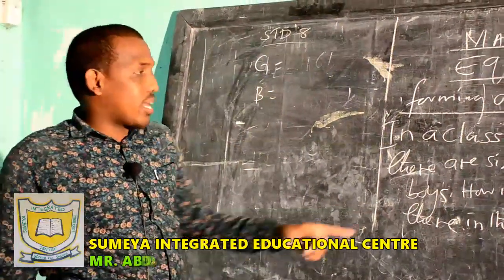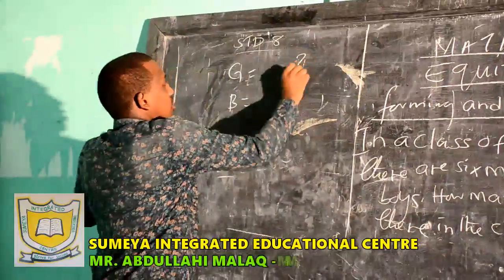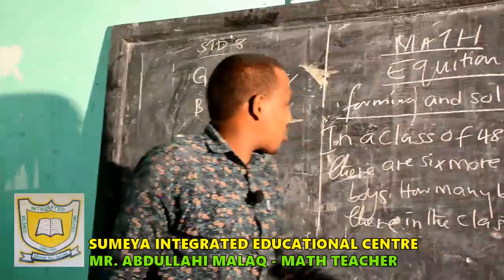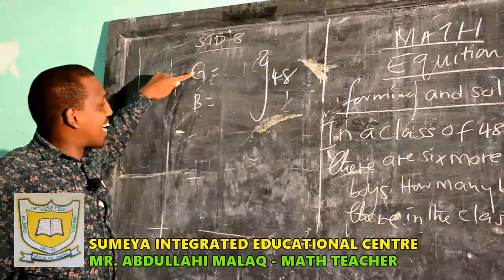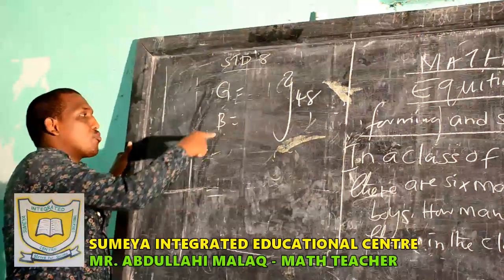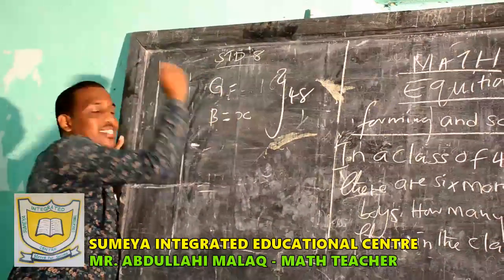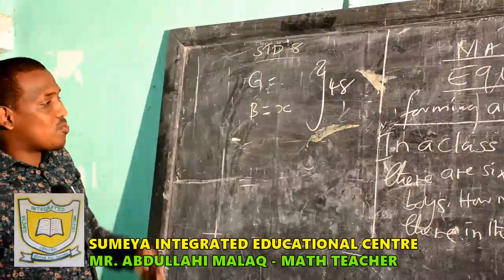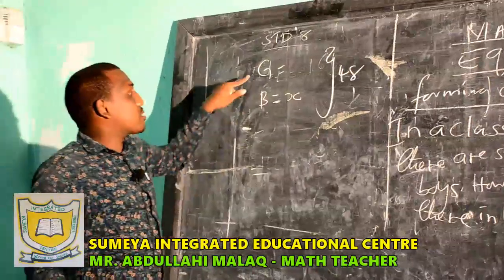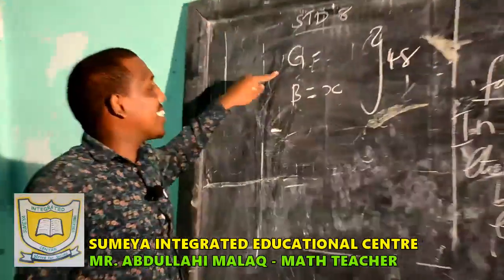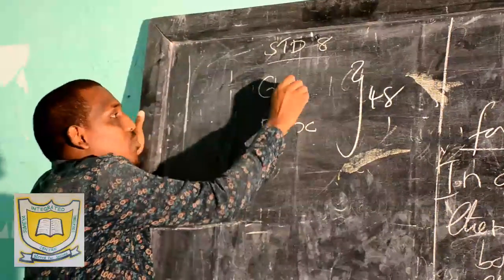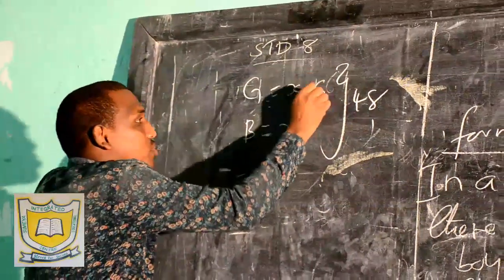You are told in a class of 48 children. So the total pupils are 48. There are 6 more girls than boys. But we don't know the boys. As we said earlier, if we don't know the boys, let the boys be x. Then the girls, going back to the question, they say there are 6 more girls than boys. So if the girls are 6 more in number and the boys are already x, we say x plus 6 because they are more.